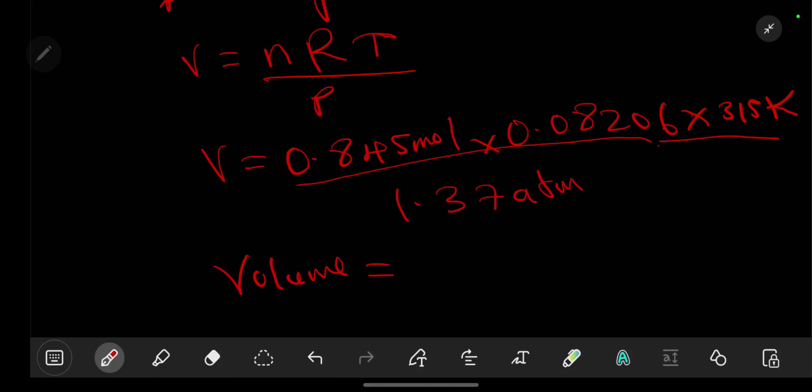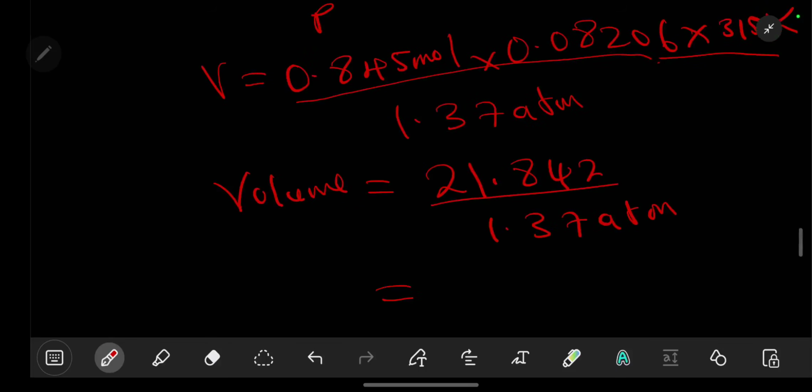We are going to multiply on top. We have 0.845 times 0.08206 times 315. We are going to get a value of 21.842. We divide by 1.37 atm. This is going to give us a value of 15.94 liters. So this is our volume. Our volume is equal to 15.94 liters.